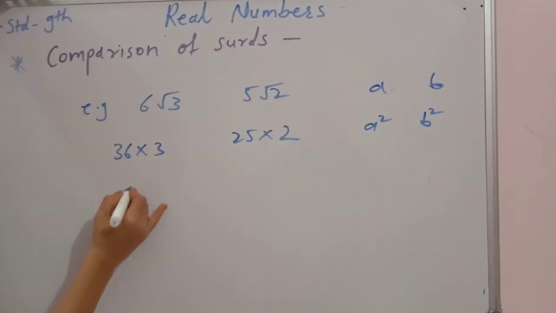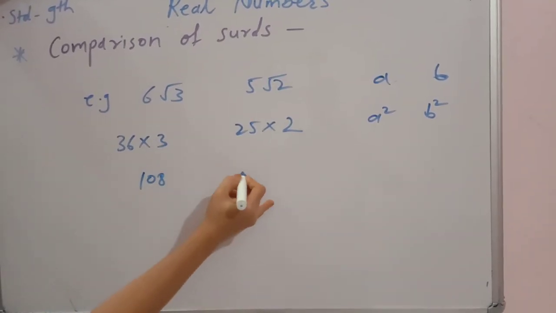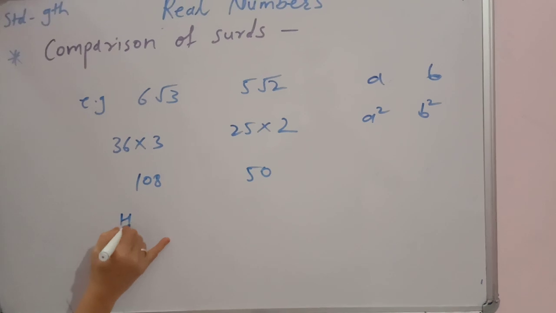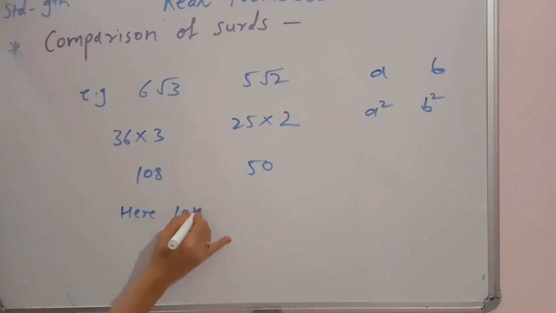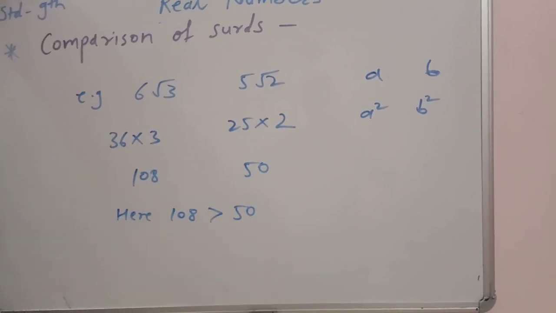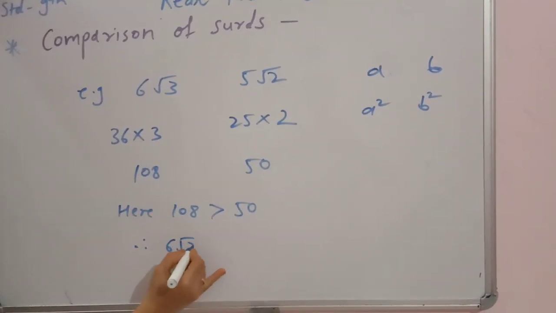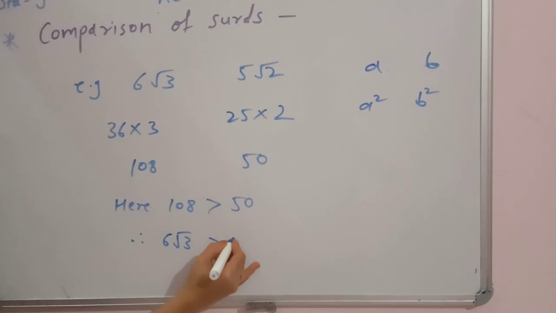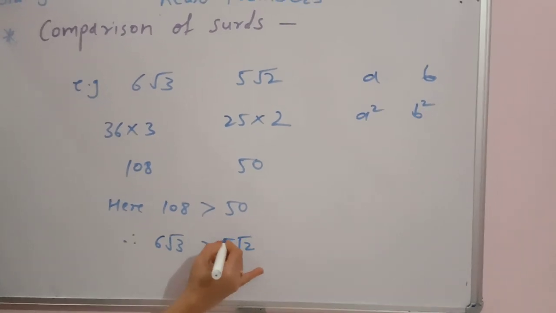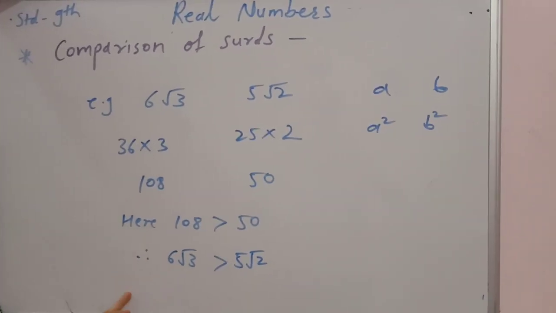Now 36 multiplied by 3 is 108, and the other is 50. Here you can write, 108 is bigger than 50, and therefore 6 root 3 is bigger than 5 root 2. So in these two ways you can compare the surds.